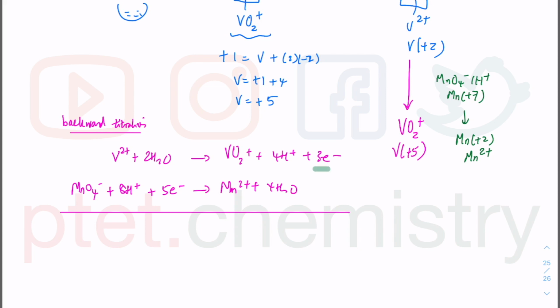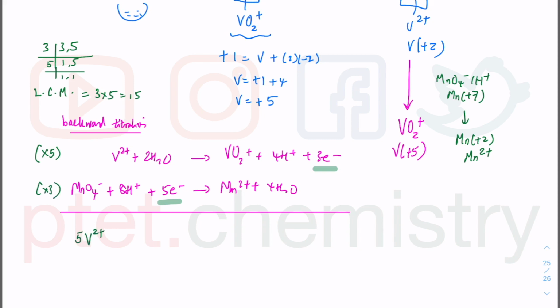You can hopefully see 3 electrons and 5 electrons there. You need the lowest common multiple, called LCM, primary school mathematics. 3 and 5, you're going to get an LCM of 3 times 5, which is 15. So I need to multiply this equation by 5, I need to multiply this equation by 3, and then I add them up together.